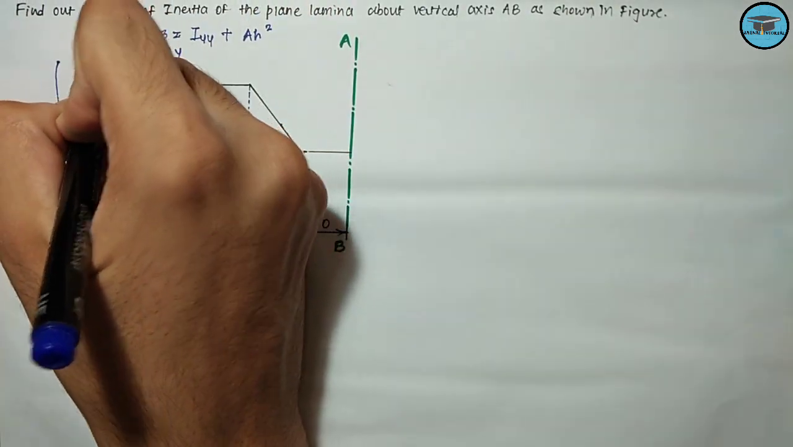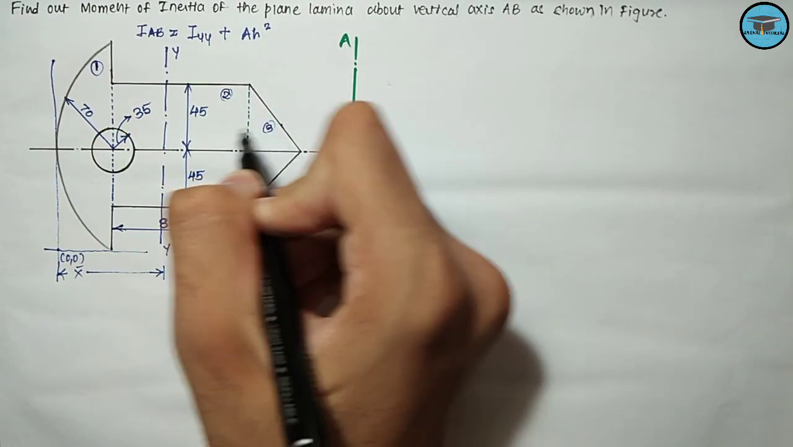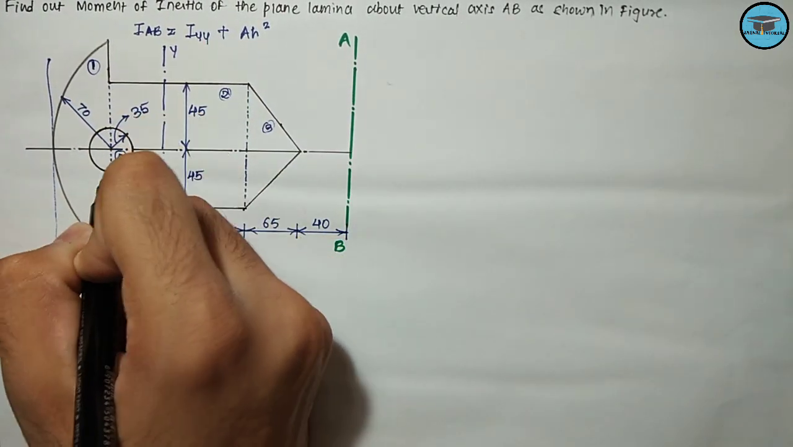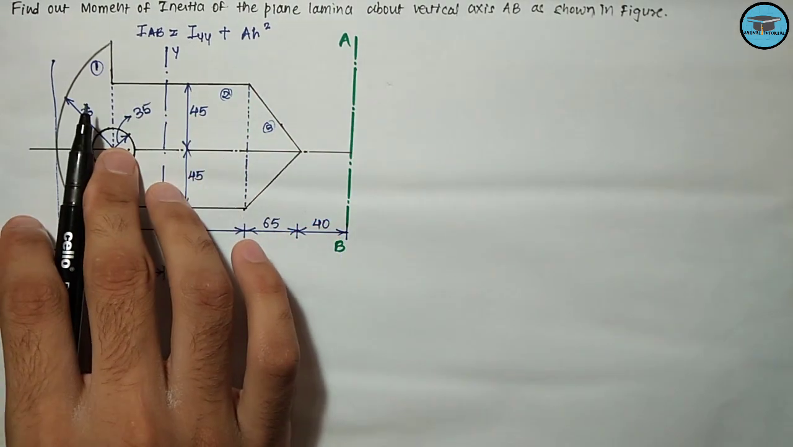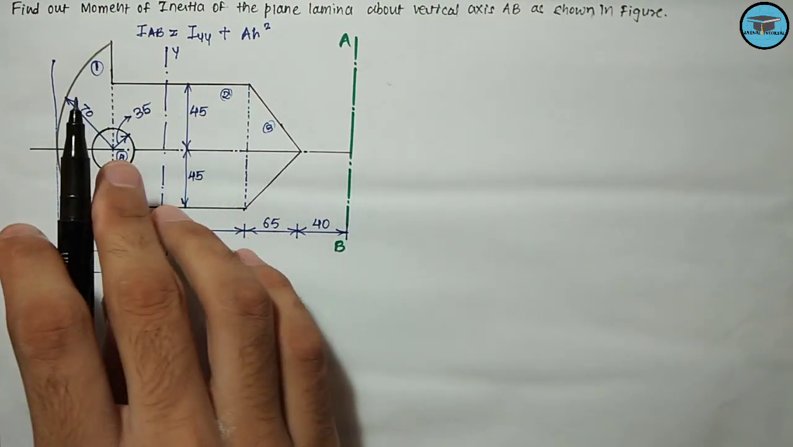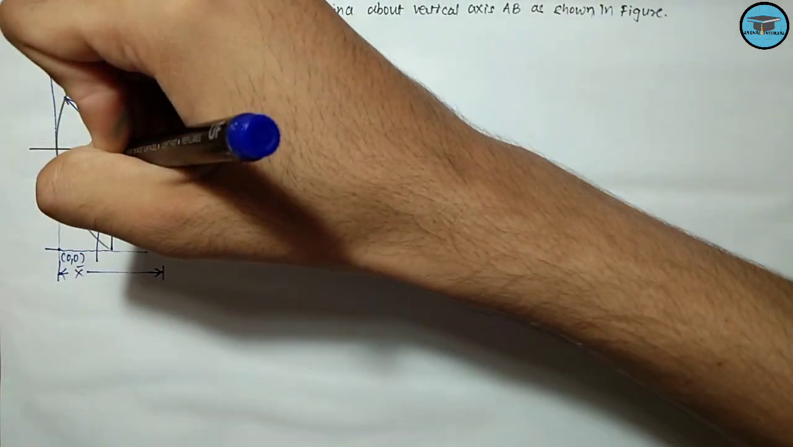So let us consider this as figure number 1, this as figure number 2, this as figure number 3, and this as figure number 4. This is a hole having a radius of 35 mm. Now we need to draw the axis parallel to this YY axis. For the semicircular region, the axis will be somewhat like this.